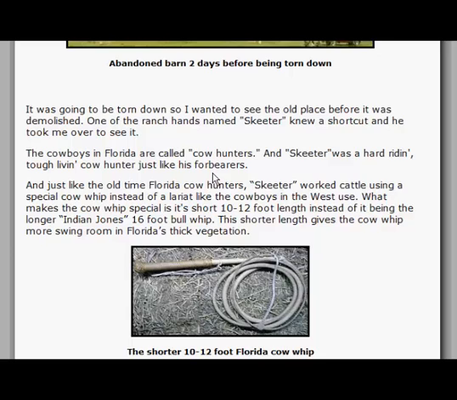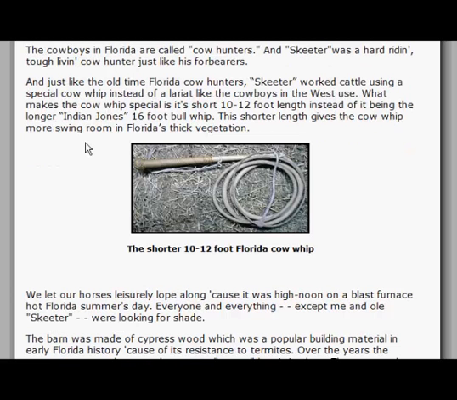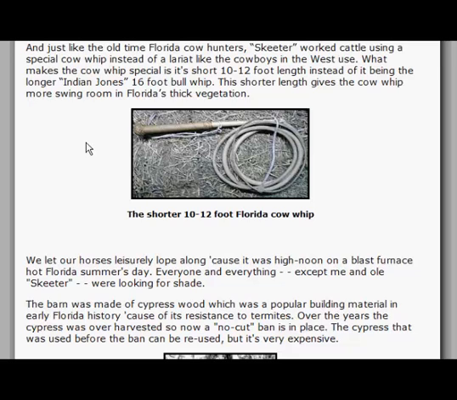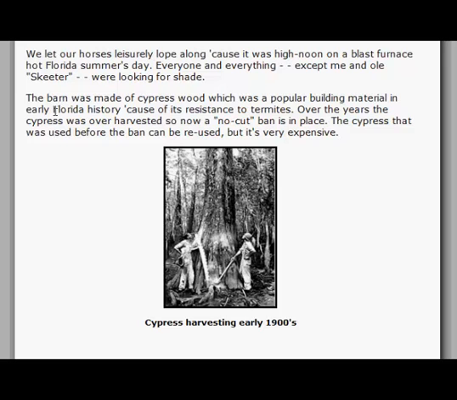"And the cowboys there were called Cow Hunters. And just like the old Florida Cow Hunters, Skeeter worked cattle using a special whip, 10 feet long, longer than Indiana Jones's. We let our horses leisurely lope along in the high noon blast of Florida sun. The barn was made from cypress wood, which was a popular building material in Florida."